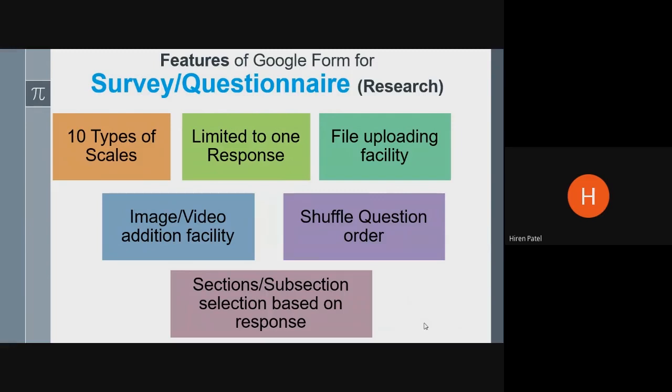Besides that, we have 5 other benefits such as limited to one response, file uploading facilities, image and video editing facilities, shuffle question order, and section or subsection selection based upon the responses. In this video, we will be taking care of each of these in detail. To start with the first one, that is 10 different types of scales.